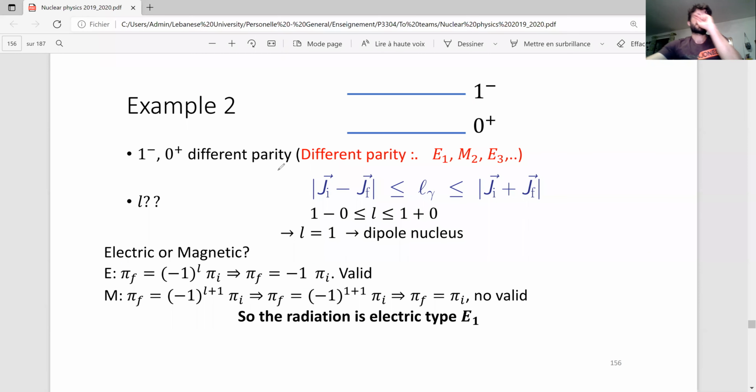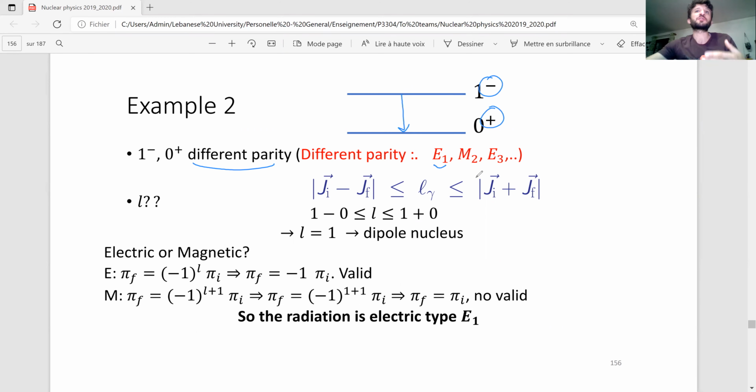In the case of different parity between the initial state and the final state, we have minus and plus. You can say directly, you know the starting point. In the case of different parity, you start with E. We have E, M, E, M, E, M. We start with L equals 1, so we have E1, M2, E3, and so on.